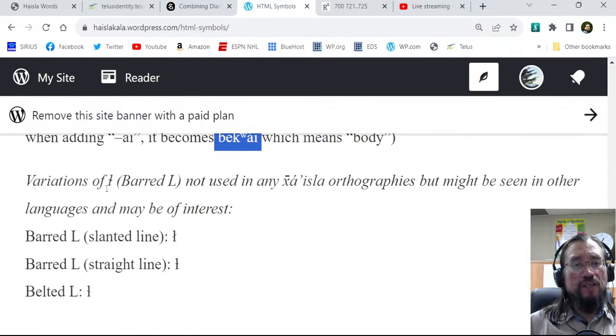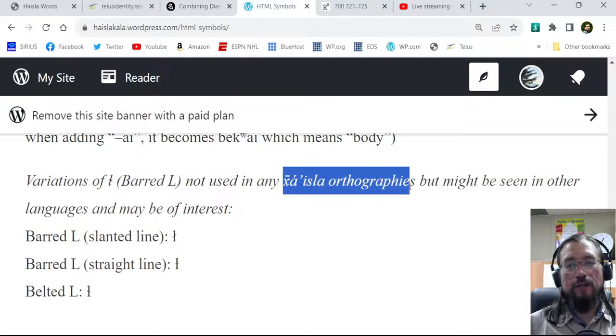There's also variations of the tilde L, or the barred L. They're not used in any other Isla orthographies, with the exception of Hein Vink's third orthography. But his third orthography is not really official. It doesn't appear in any classes or learning documents that he developed. Didn't appear in any dictionaries. He used it in a research article. So it's kind of unofficial. But other than that, you're not going to see any other variations used in any other Isla orthography.